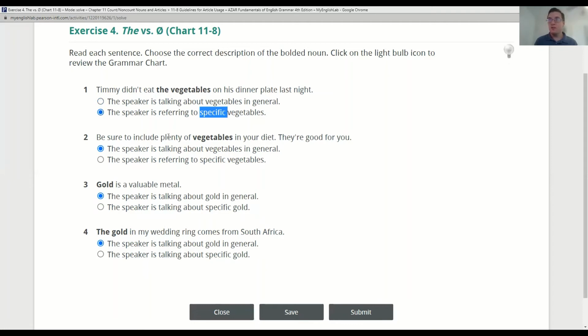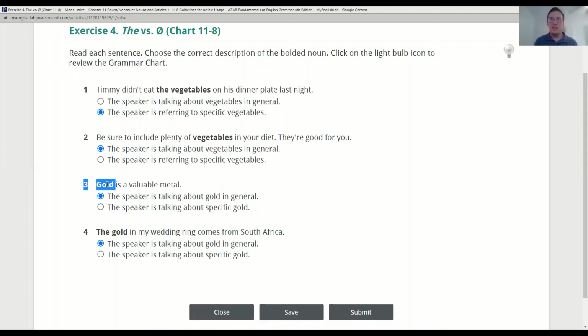Number two, be sure to include plenty of vegetables in your diet. They're good for you. So I want you to have a good diet, eat lots of vegetables. Which vegetables? It doesn't matter. I am talking about vegetables in general. Okay? Just eat some, please. So you could put a some here. Get some vegetables, or they say plenty of vegetables. It doesn't matter. Broccoli, cauliflower, it doesn't really matter. Get some vegetables. Okay?